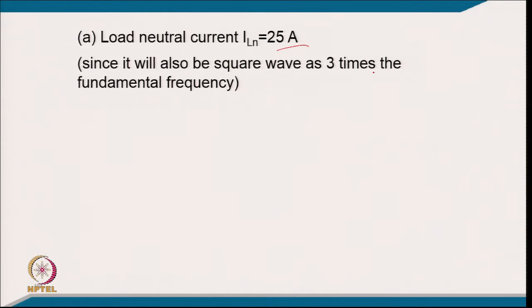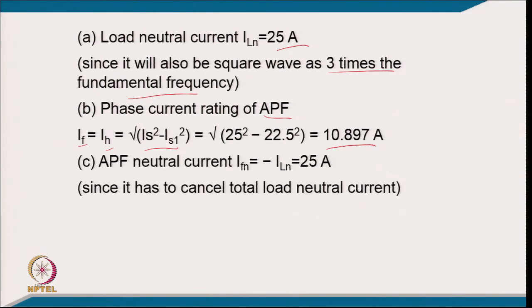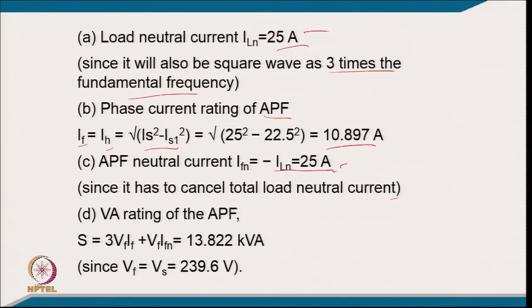It will also be a square wave of 3 times the fundamental frequency, and the phase current rating of the active filter will be If equal to IH, square root of Is square minus Is1 square, it comes 10.897 ampere, and the active filter neutral current will be the same as the load neutral current, that is 25 ampere. And since it has to cancel the total load neutral current, the VA rating of the active filter will be 3 times Vf into If, and putting the values here, it comes 13.822 kVA.